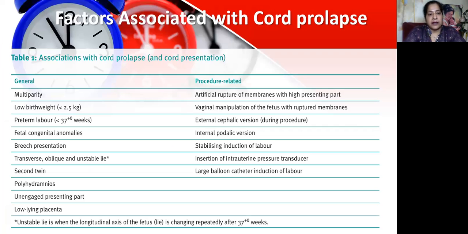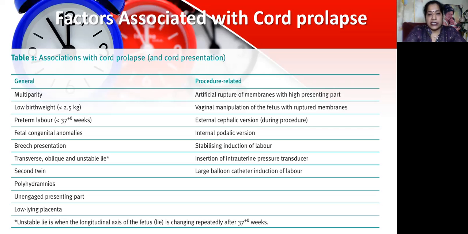Generally, it may occur in multipara, babies with low birth weight less than 2.5 kg, preterm labor less than 37 weeks of gestation, fetal congenital anomalies like a large head which prevents engagement, breech presentation, malpresentations like transverse lie, oblique lie, or even an unstable lie, when after 37 weeks of pregnancy the presenting part keeps on moving. The second of twin, polyhydramnios, unengaged presenting part, and low-lying placenta.